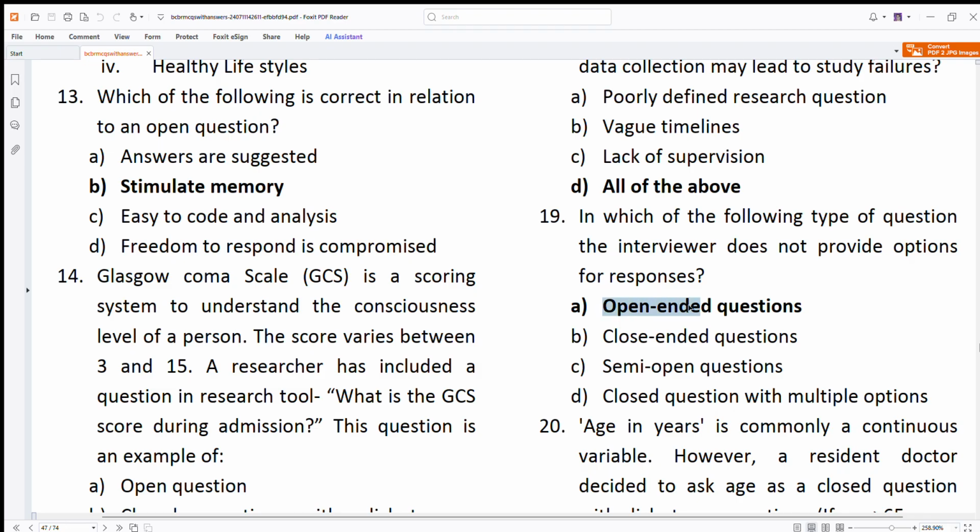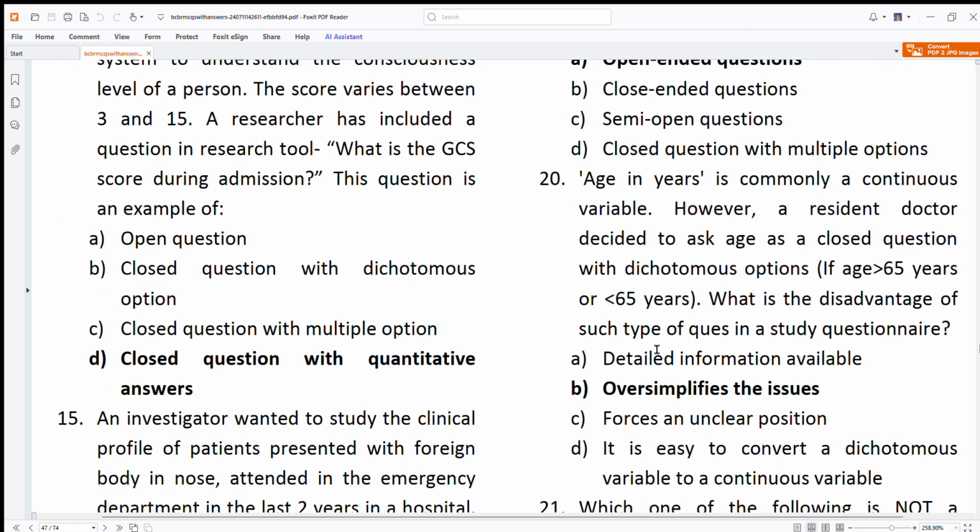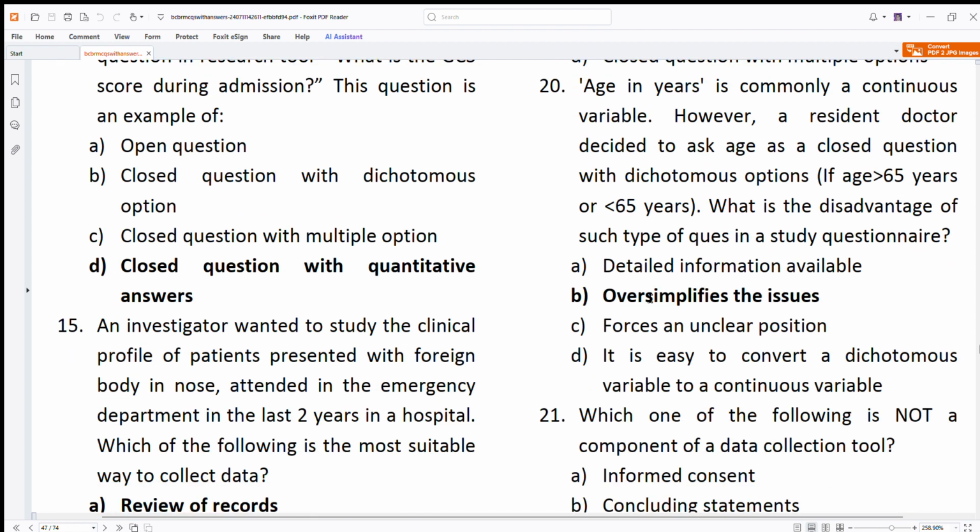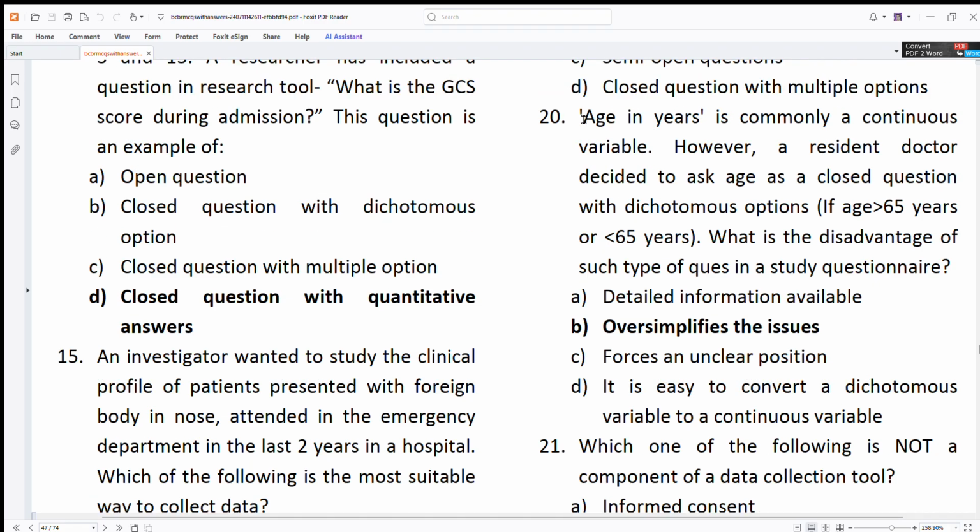Open-ended questions, yeah, we don't give any response. Like if I set an exam paper, I have been setting exam papers for the last 12, 13 years. So in an open question, I will never give a response. I just say explain. Yeah, that's about it. Age in years, continuous variable. Yeah, because it can be in decimals, 3.5, 2.5.